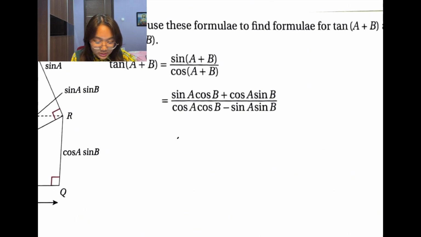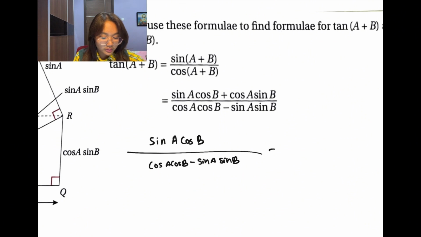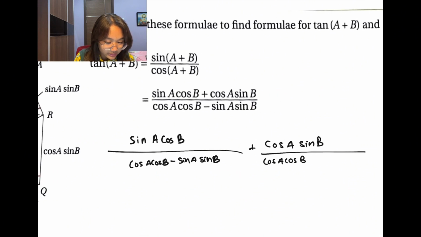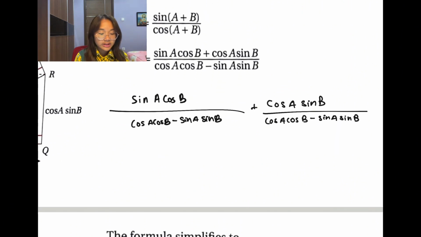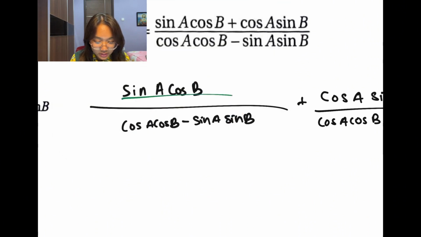Basically, first of all, we need to split both of them. So it becomes sin A cos B over cos A cos B minus sin A sin B, and then we add it to cos A sin B over cos A cos B minus sin A sin B. Okay, so by knowing this, what we're going to do is divide all of them by cos A cos B.